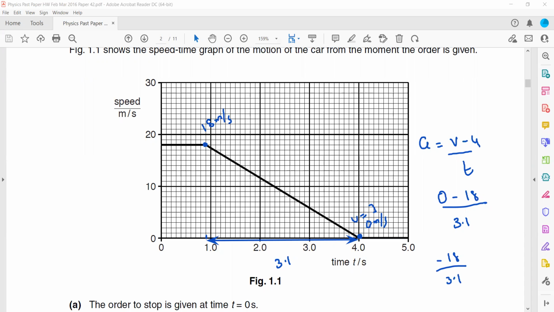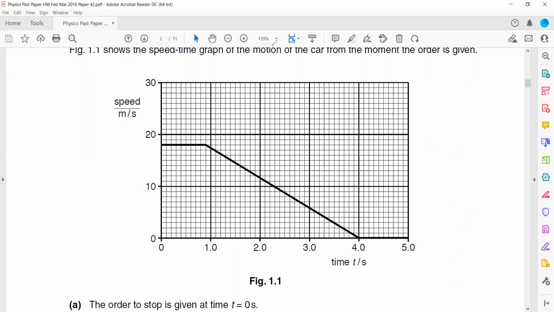Minus 18 divided by 3.1 gives the answer as minus 5.8 meters per second squared. The negative sign shows that it is decelerating, or slowing down. If you get a negative value, that means it is deceleration. So negative 5.8 shows the deceleration of the car.